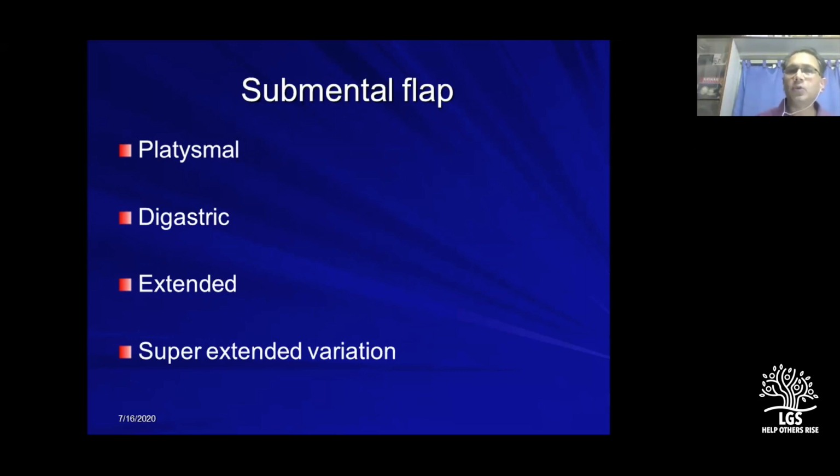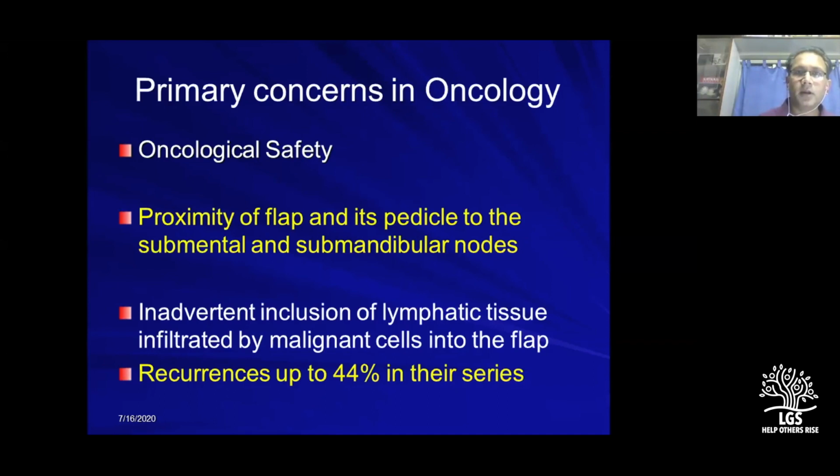You could take the platysma, which is overlying, along with the submental flap. You could use the digastric, which is underlying, which we tend to use more often. The anterior belly is taken along with the flap to protect the submental vessels, or an extended flap based on the requirements, or a super extended variation. But the primary concern, at least in oncological circles, with regards to the usage of the submental flap, was its very close proximity to the submental and the submandibular nodes. So some authors felt that inadvertent inclusion of the lymphatic tissues, especially if you're dealing with an N+ neck, could cause a lot of problems.